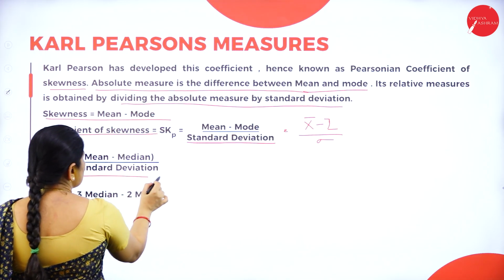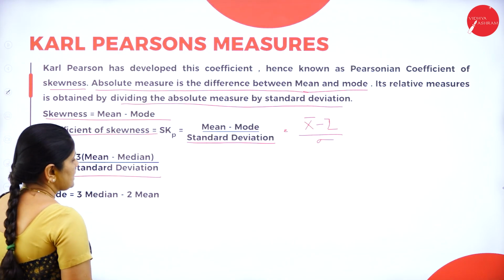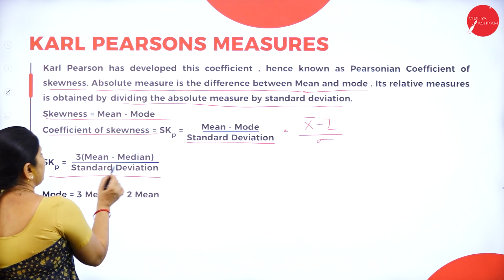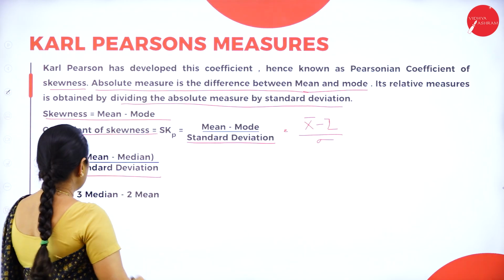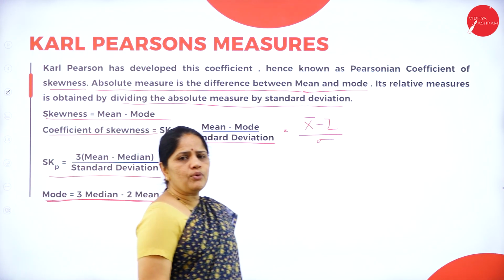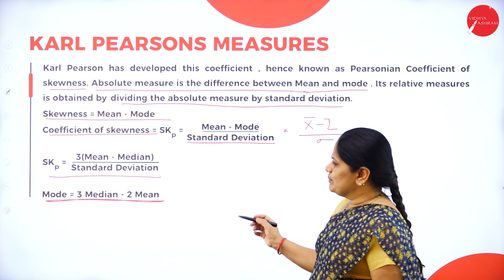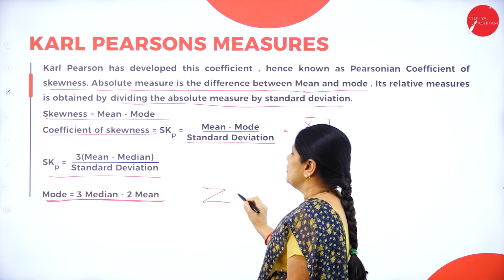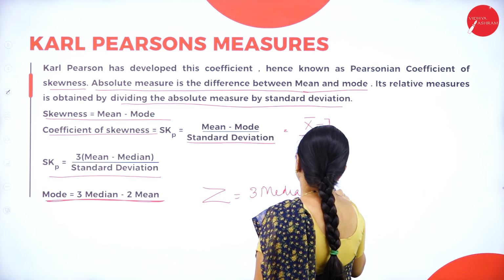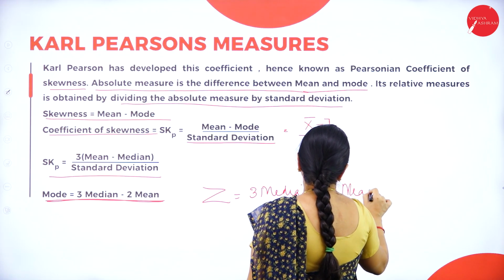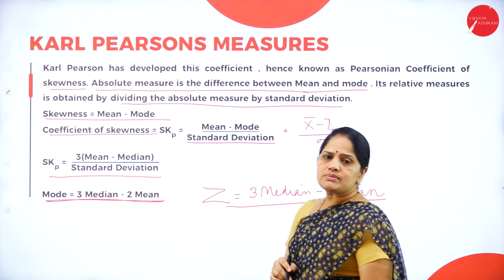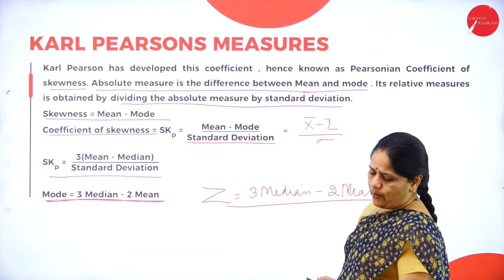We can also have one more formula here. The Karl Pearson measure of skewness can be calculated as 3 into (mean minus median) divided by standard deviation, where we can calculate the mode as follows. Mode equals 3 median minus 2 mean. If you don't know how to calculate the mode, 3 times the median minus 2 times the mean gives the mode value.